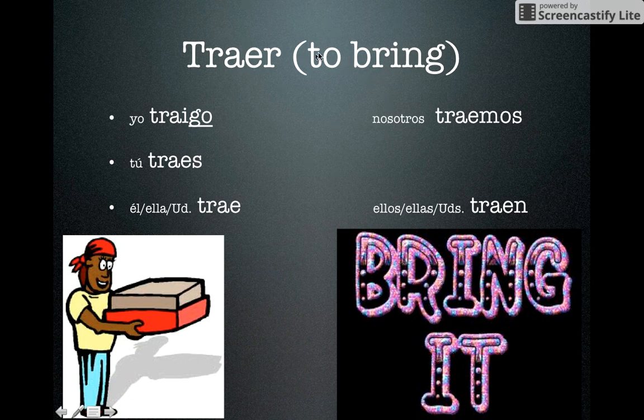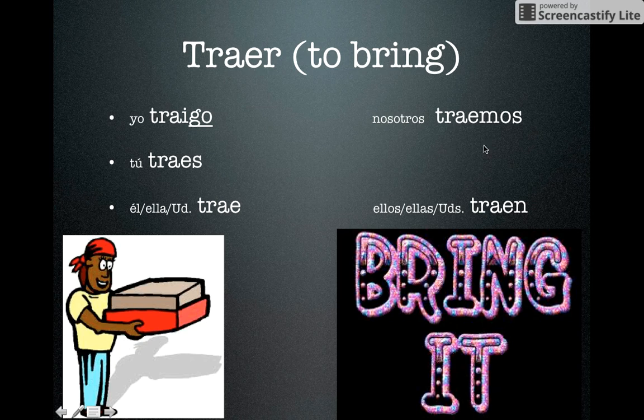Traer, to bring, which is go verb number 3. Your chart, don't forget, draw your chart on your sheet of paper. And then you have the first one, first person singular, yo traigo, go at the end. Tú traes, so you have an es ending, again, because it follows the same ending pattern. Él, ella, usted trae, which you have an e at the end. Nosotros traemos, emos, at the end.